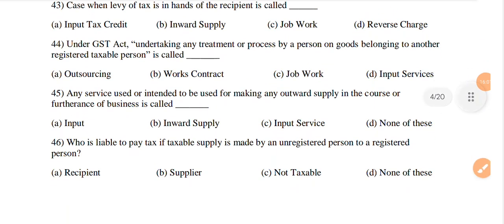Next question, under GST Act, undertaking any treatment or process by a person on goods belonging to another registered taxable person is called dash. Option A outsourcing, B works contract, C job work, and D input service. The correct option is C.